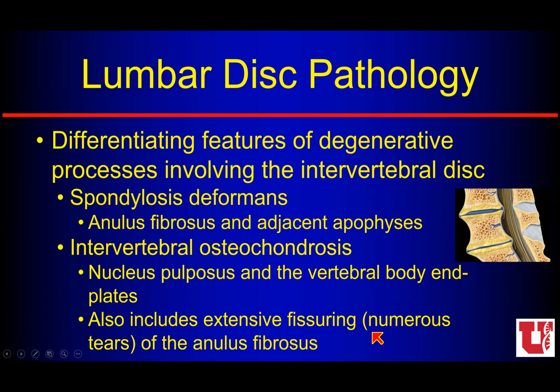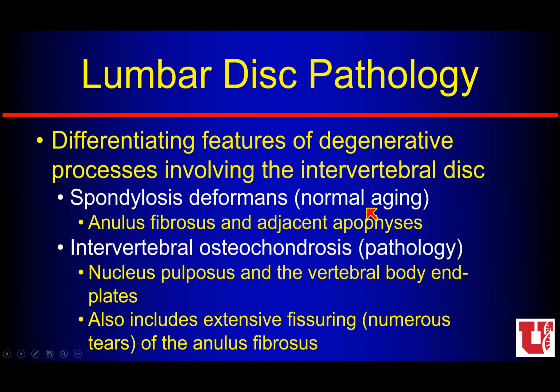And often we see extensive fissuring of the annulus fibrosus. So spondylosis deformans we think about as normal aging, whereas intervertebral osteochondrosis we think about as pathology. So these are very different things when we think about imaging of the patient. Sometimes we see what are thought of as degenerative changes, and that's just part of normal aging.